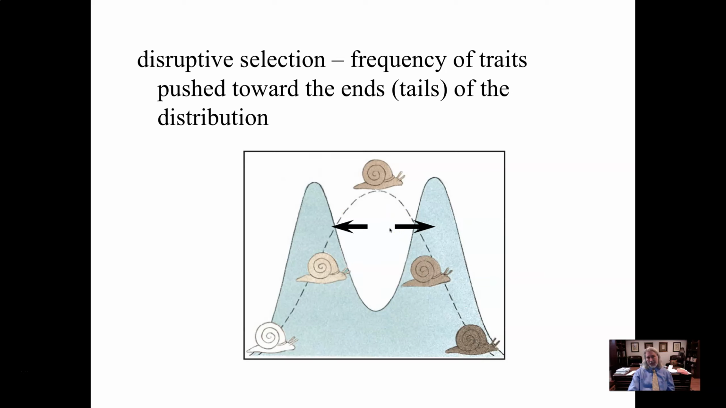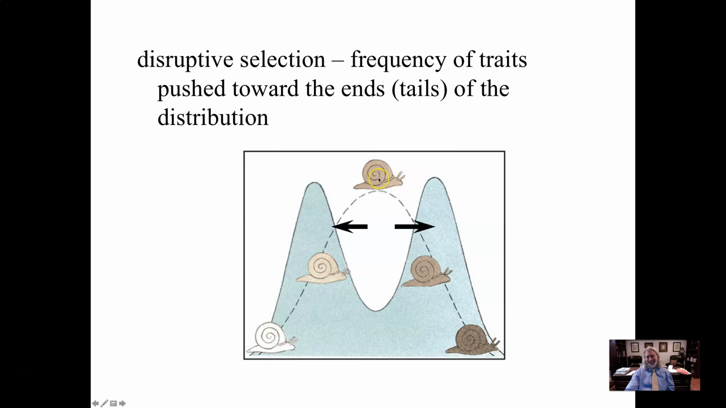Disruptive selection: the frequency of the traits is pushed towards the ends or the tails of the distribution. Again, the dotted line represents the initial frequency, and the blue area under the curve represents the current frequency. Over time, the mean trait, this light brown, is selected against, and the extremes, the lighter colored and the really dark colored traits, are selected for.